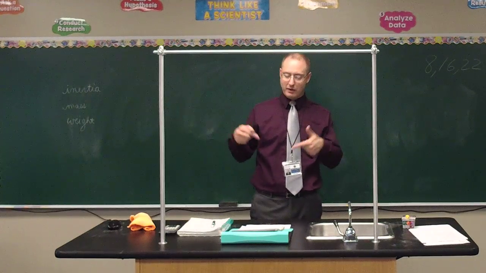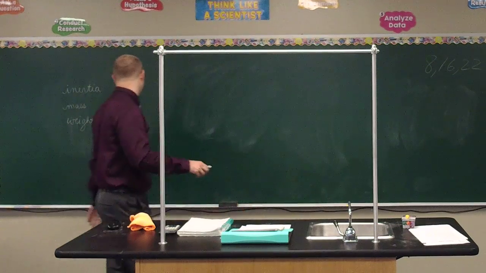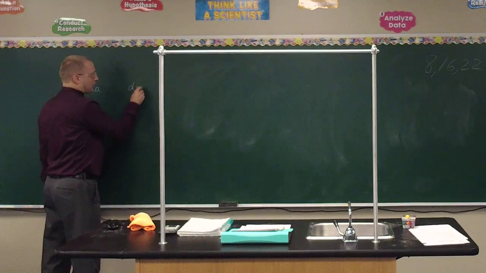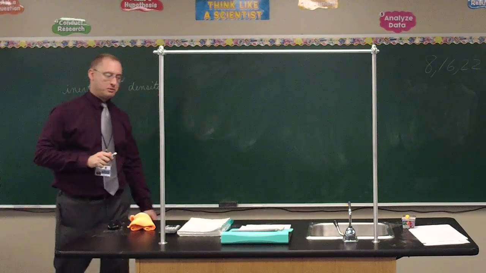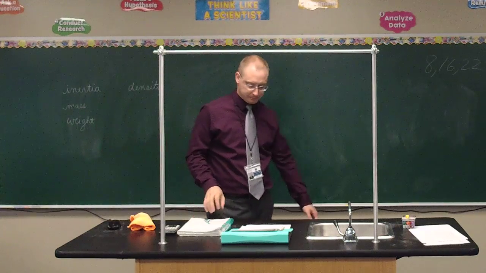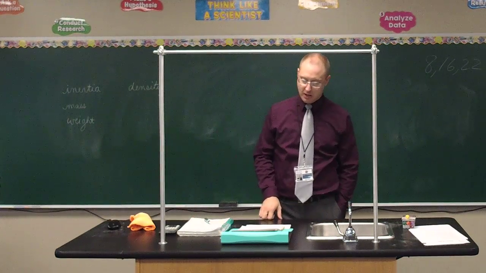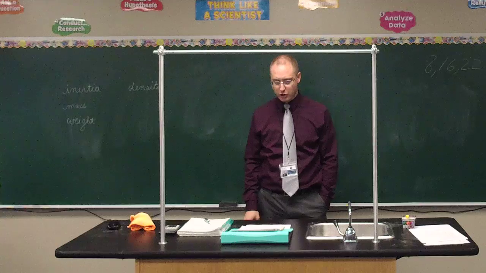Mass compared to the amount of space is something called density. Density. The definition of density is the ratio of an object's mass to its volume. The ratio of an object's mass to its volume.